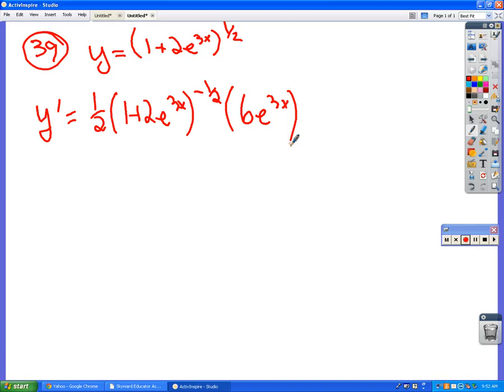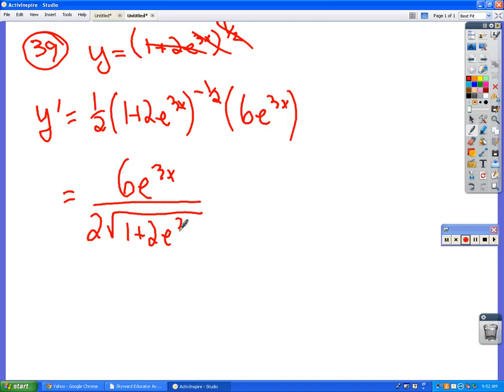Okay? So I did this derivative, I did this derivative, and I did this derivative, so there's nothing left in there. I could simplify, yes. I could rewrite this as 6e to the 3x over 2 times the square root of 1 plus 2e to the 3x. Oh, yeah, you're right. This 2 and this 6 can reduce to 3. Good call.